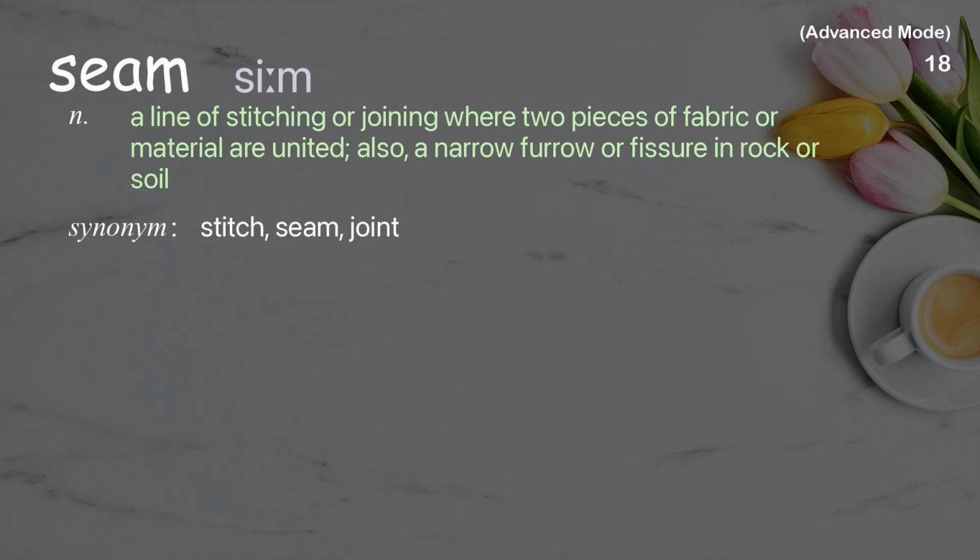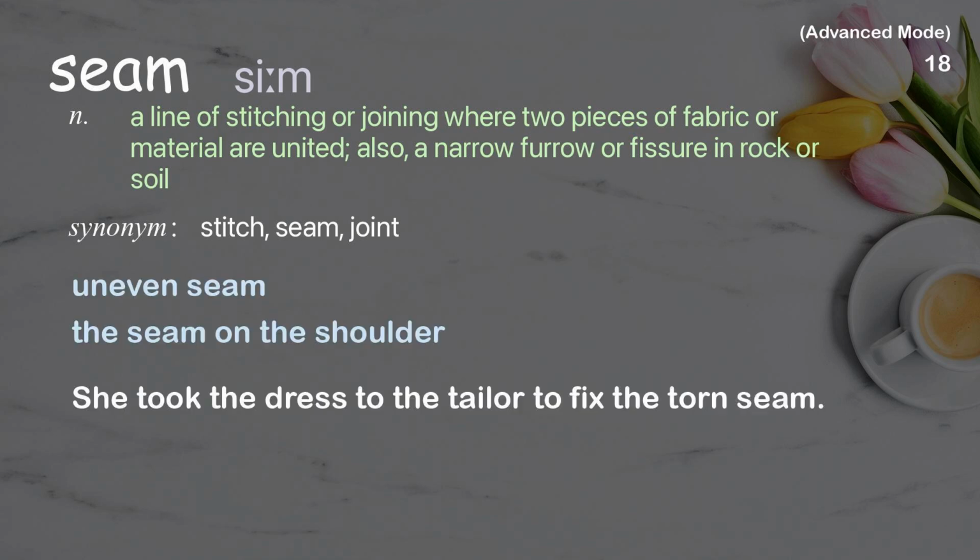Seam. A line of stitching or joining where two pieces of fabric or material are united. Also, a narrow furrow or fissure in rock or soil. Examples: uneven seam, the seam on the shoulder. She took the dress to the tailor to fix the torn seam.